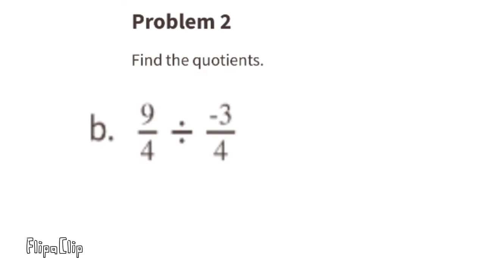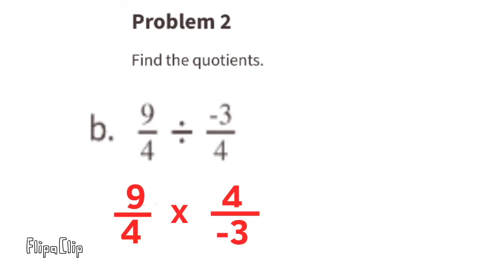B. 9/4 divided by -3/4. This is a positive divided by a negative. That means the quotient will be negative. And we can change this to a multiplication problem by multiplying 9/4 times the reciprocal of -3/4. Now it reads 9/4 times 4 over -3.